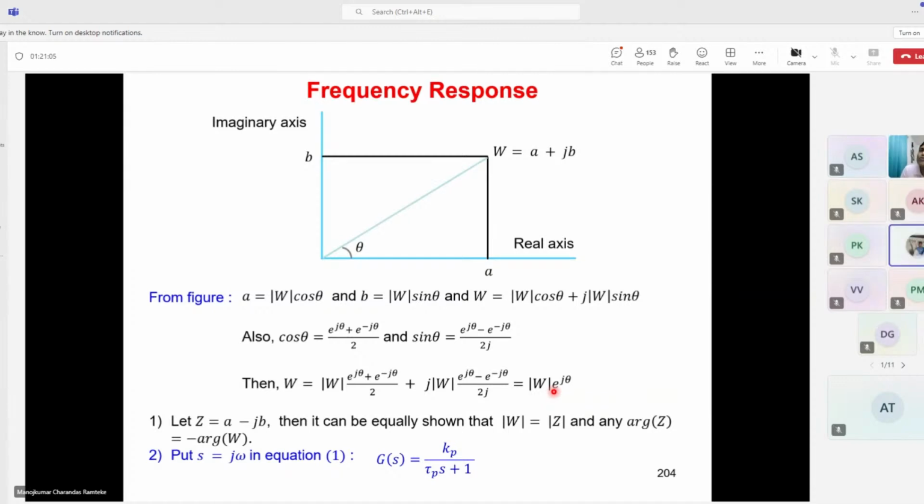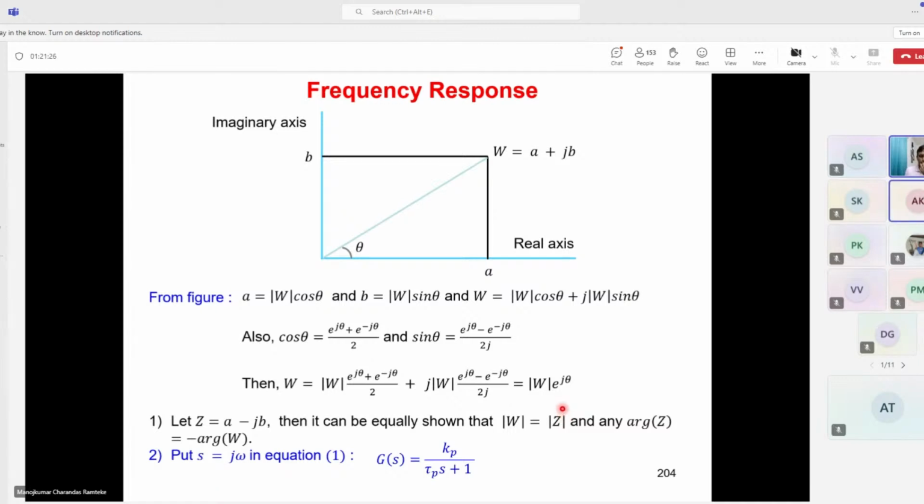Yes, sir. This is what one student asked me in the tutorial. Remember? So this is the proof. Any complex function can be represented in terms of its magnitude, which is nothing but the modulus of W, into e raised to the power j theta, where theta is nothing but the phase angle. Is it clear to everyone?